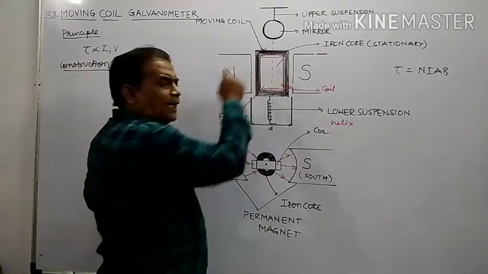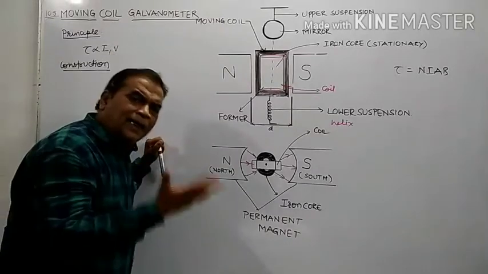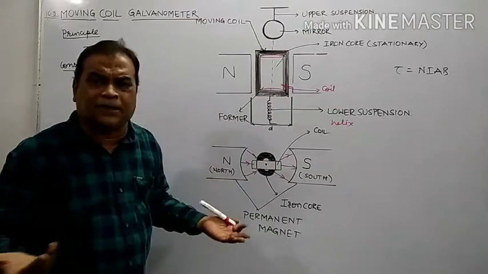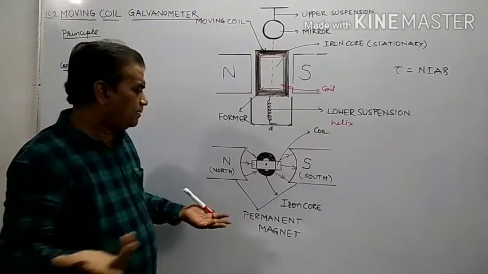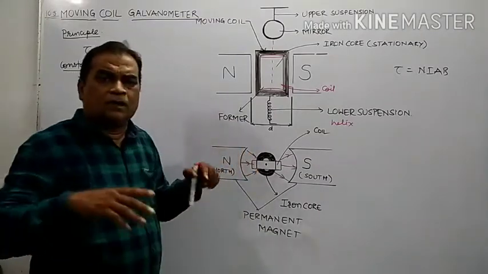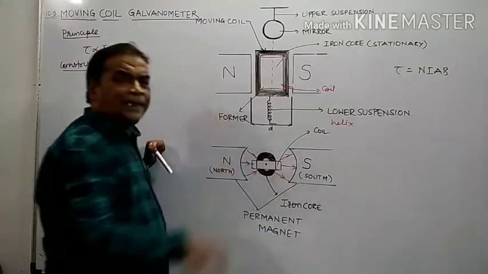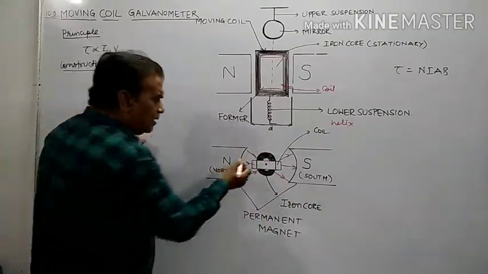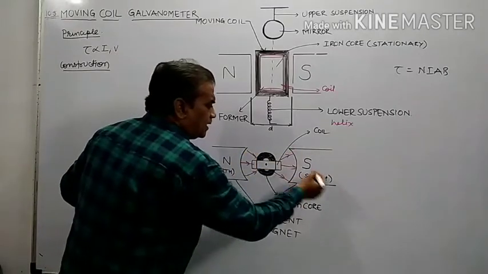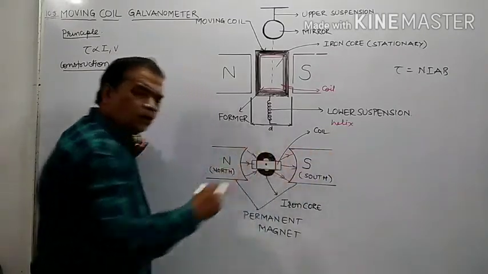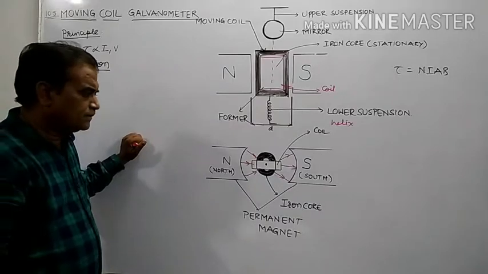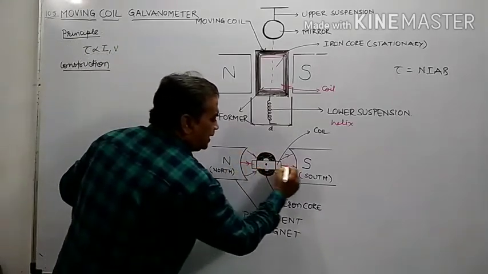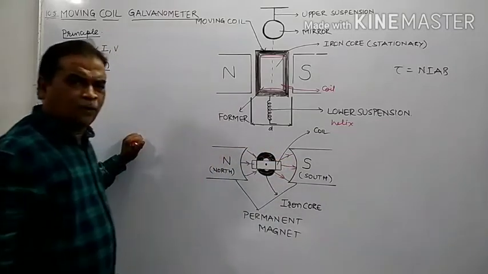What is the use of the iron core? The iron core helps to increase the magnetic flux associated with the coil, and that iron core helps to produce a radial magnetic field. This is one of the positions of the coil. So the magnetic field is parallel to the plane of the coil.